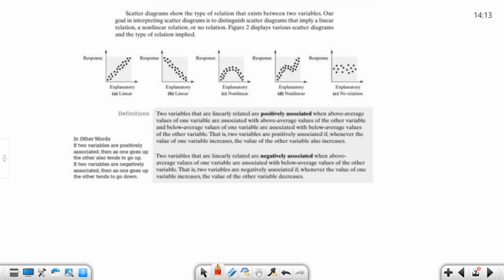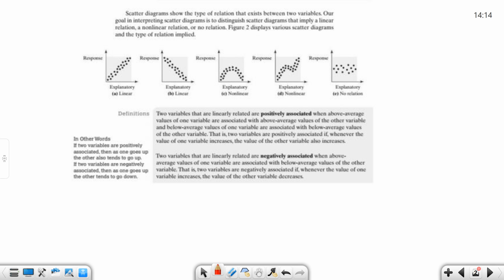Two variables that are linearly related are positively associated when above average values of one are associated with above average values of the other. If one gets bigger, the other gets bigger. And below average values of one variable are associated with below average values of the other variable. So as one gets smaller, the other gets smaller. That is, two variables are positively associated if whenever the value of one increases, the value of the other increases.